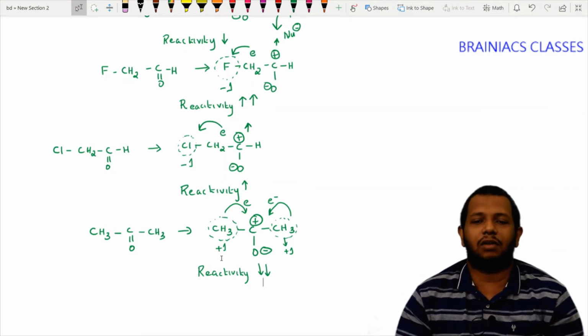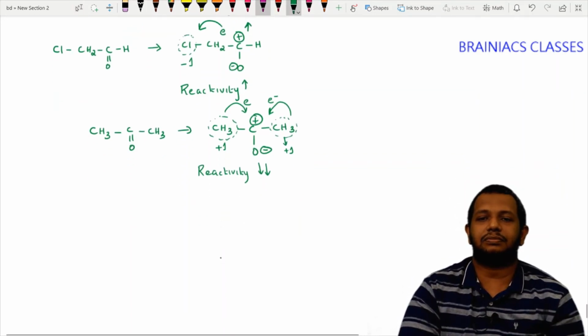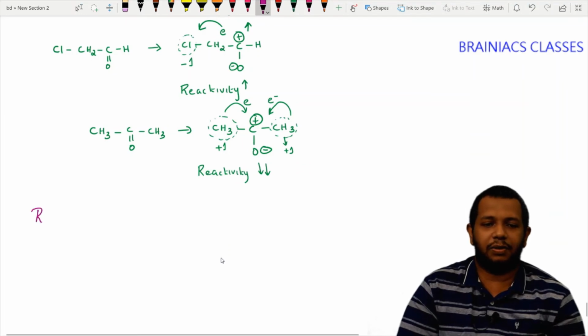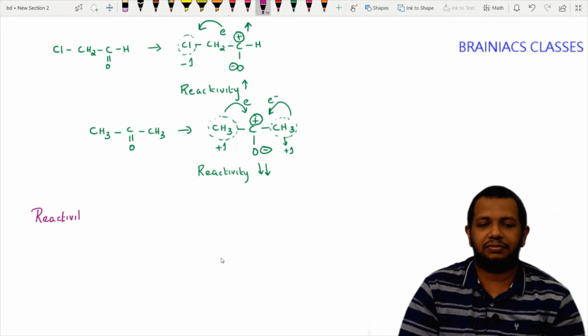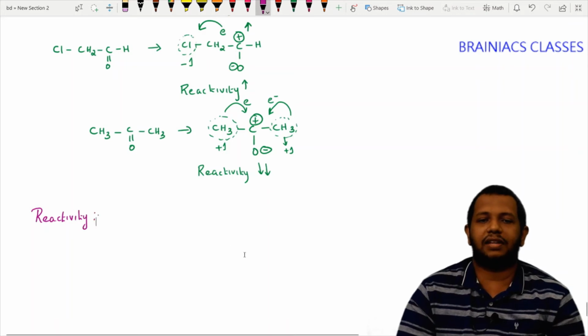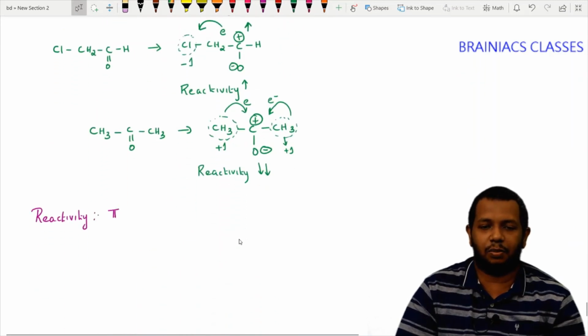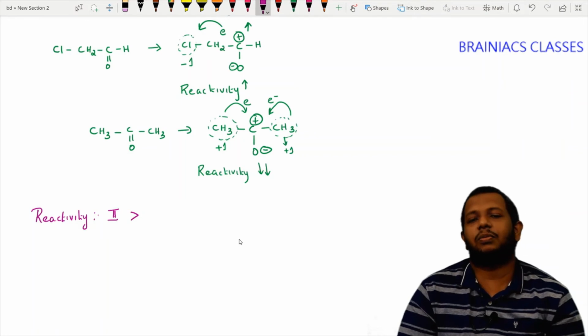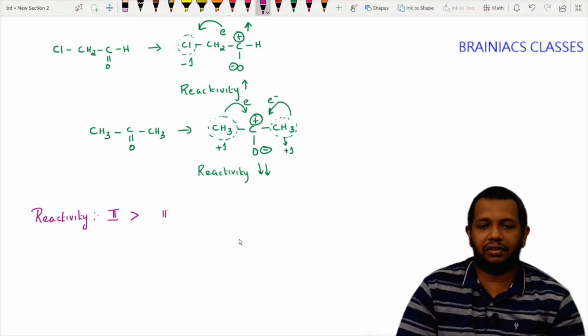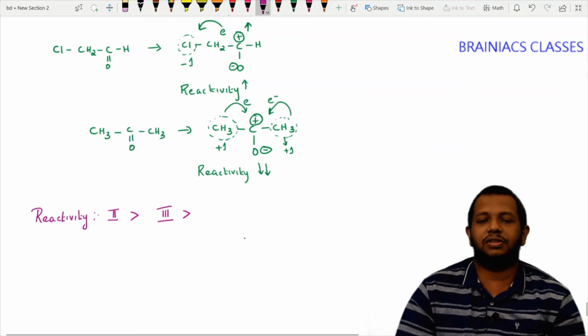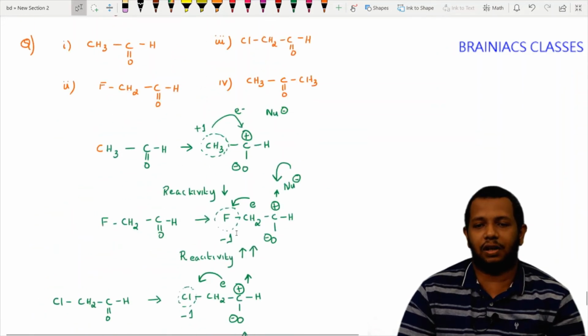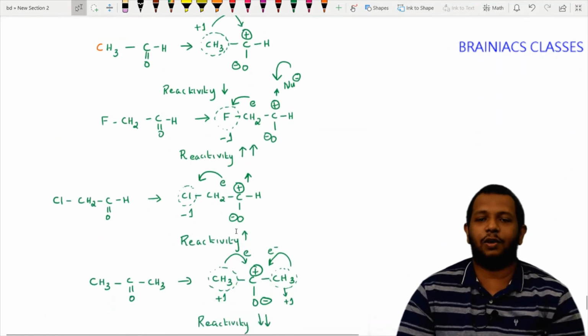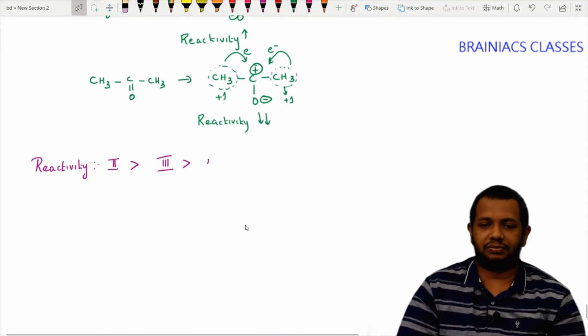Now tell me, what will be the reactivity order here? Now you have got a fair idea. I know that the most minus I effect is for which one? Fluorine, which is connected in the second option. So I can say the second one is more reactive. Then who is more reactive? Then chlorine, the third one. Then which one is more reactive? The last one has two CH3 groups, the first one has only one CH3 group. So then the first one, then comes the fourth one.